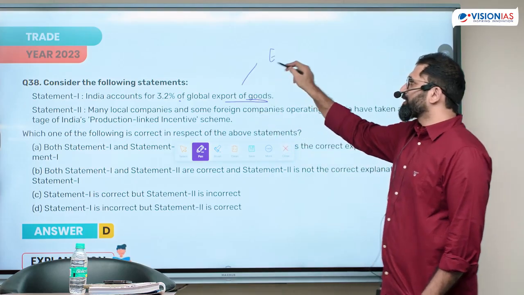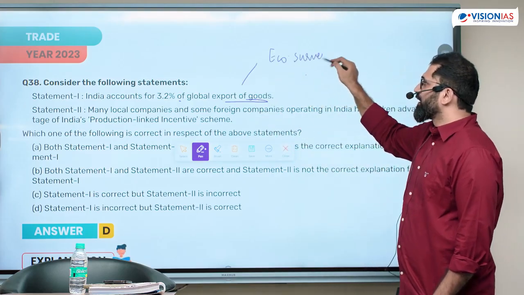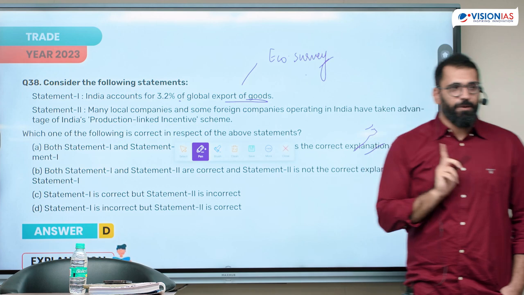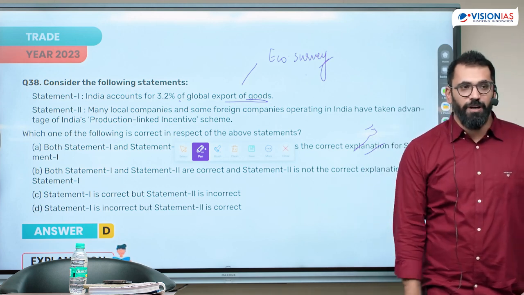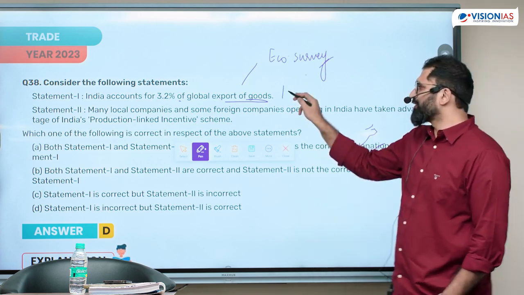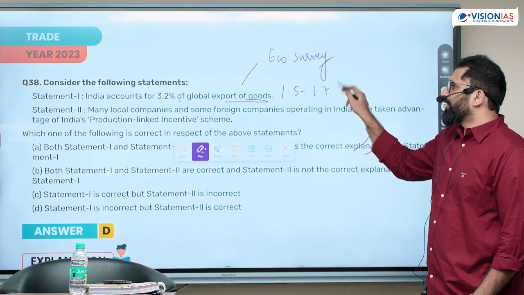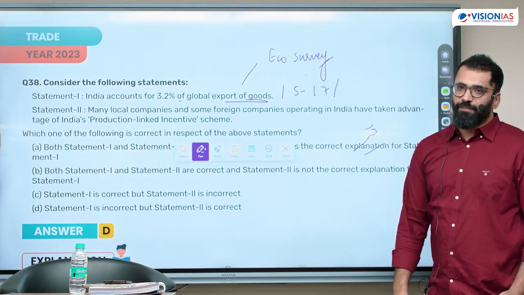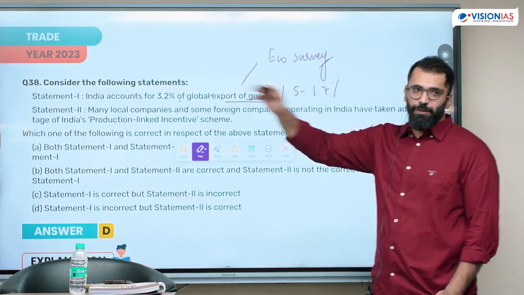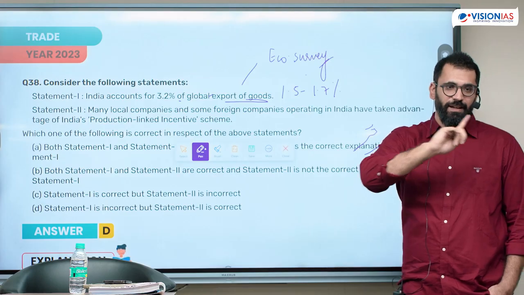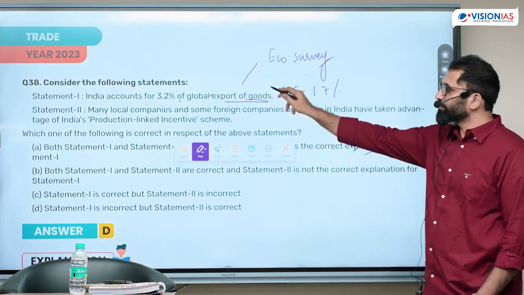In fact, this is mentioned every year in the survey, which has a table that gives the complete profile of exports with respect to global trade. India is roughly around 1.5 to 1.7, a very low level of value of trade. This is quite high. 3 to 4% could be India's service trade, not this.